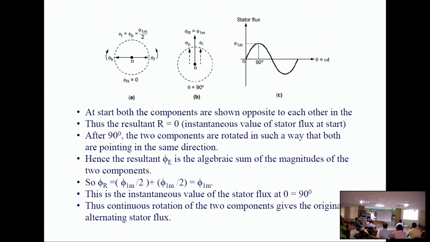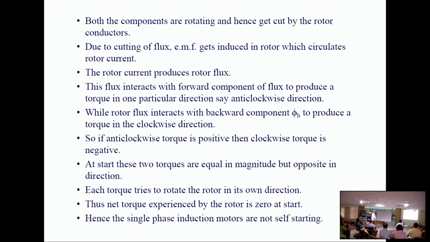Okay, now there are two fields which are equivalent to the sinusoidal voltage that you are applying. You are applying a sinusoidal voltage, sinusoidally varying current is flowing, and sinusoidally varying flux is produced. This is equivalent to two fields rotating in opposite directions, one forward and one backward, and the magnitude of both will be half of phi maximum. Next, both the components are rotating and hence get cut by the rotor conductors, and due to the cutting of the flux, EMF gets induced in the rotor which circulates the rotor current, similar to our induction motor.